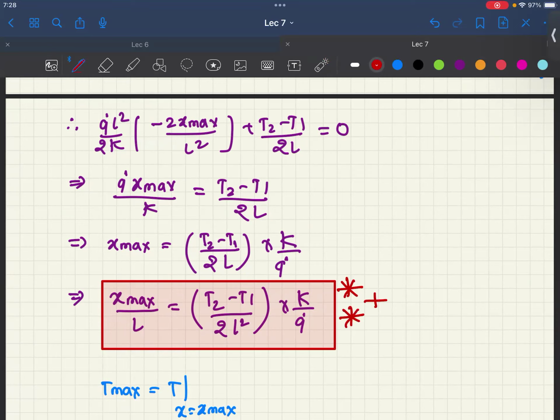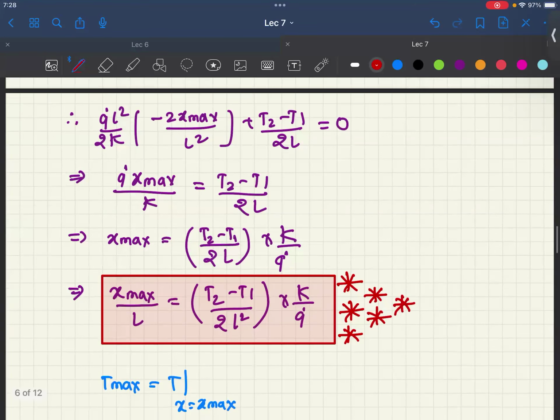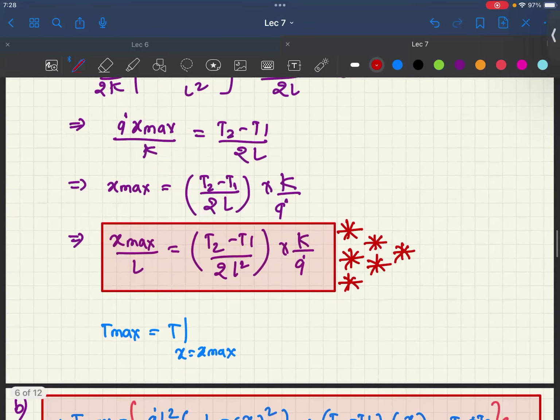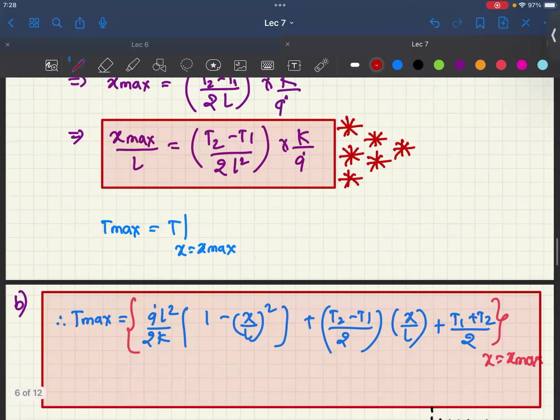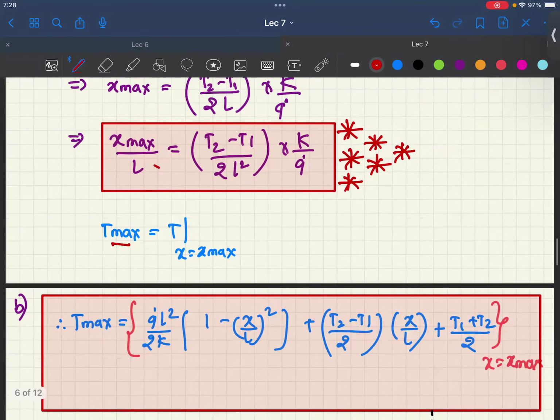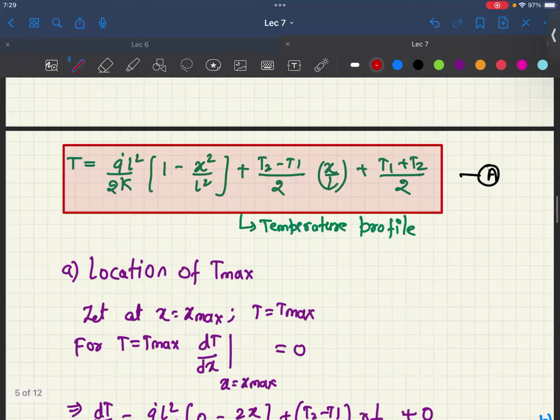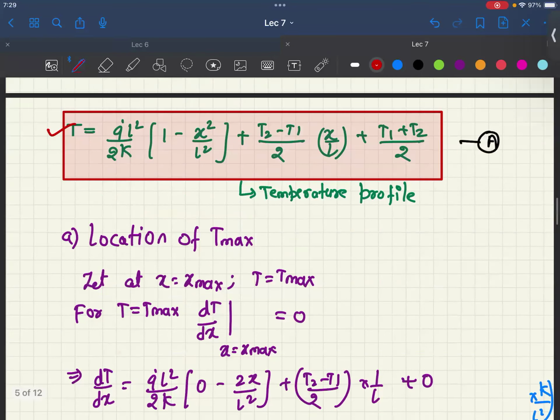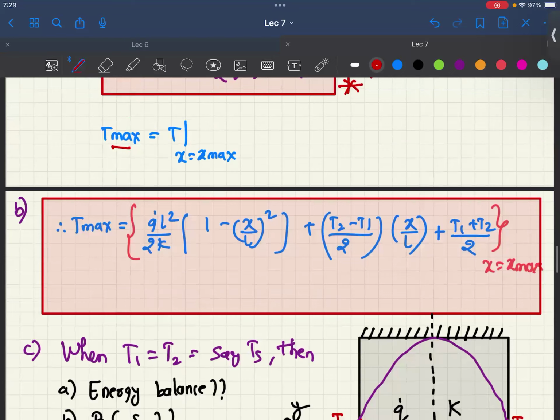Okay, so this is very important for you to remember. Then in order to find this T max, we just put the value of x equal to x max in this expression. Okay, and then we end up with this value of T max. Okay, this is also very important.